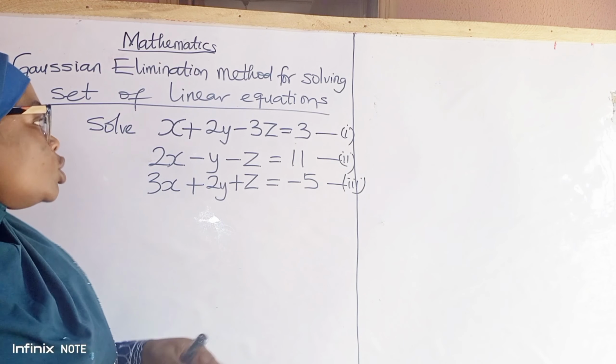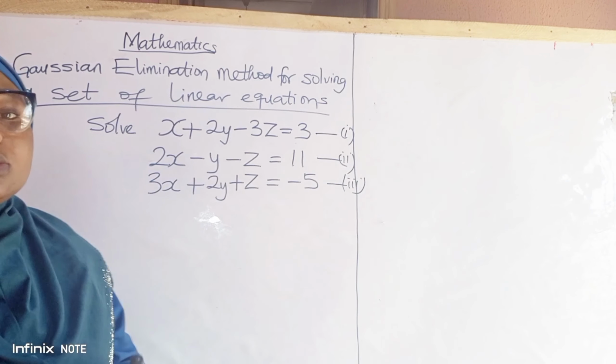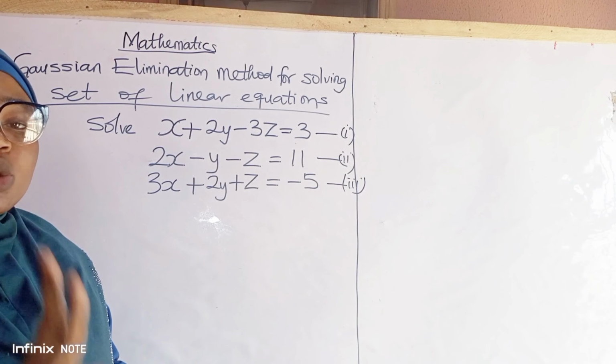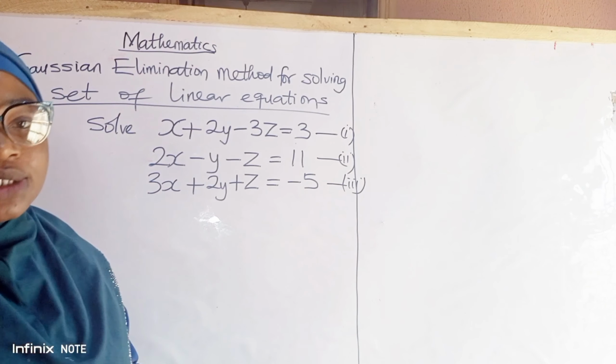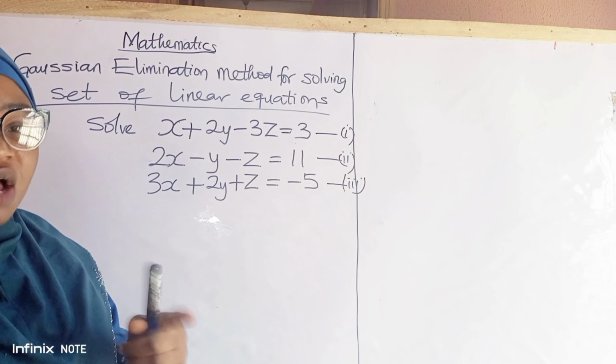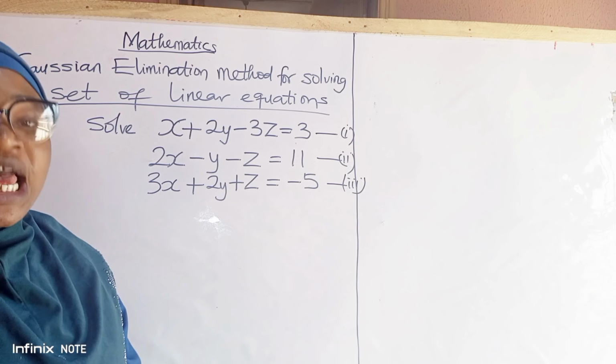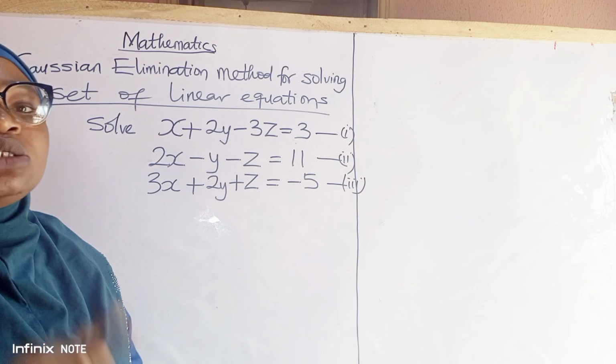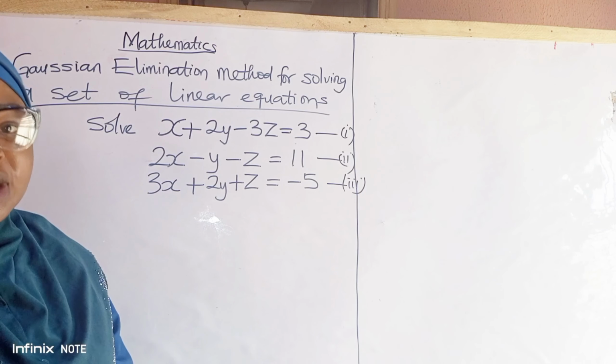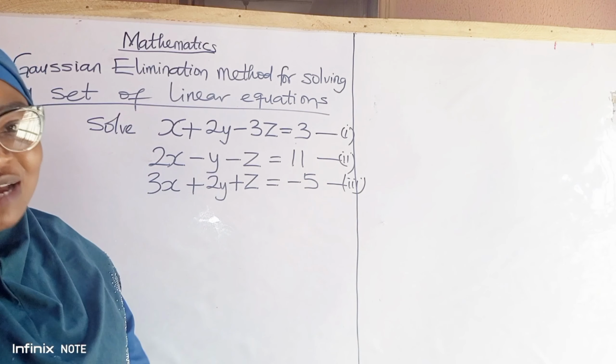In today's class, we want to use the Gaussian elimination method to solve simultaneous equations involving three unknowns. In the previous videos, we have used the matrix method and the determinant method. And I told you that the determinant method is also known as Cramer's rule. Now, we want to use another method.